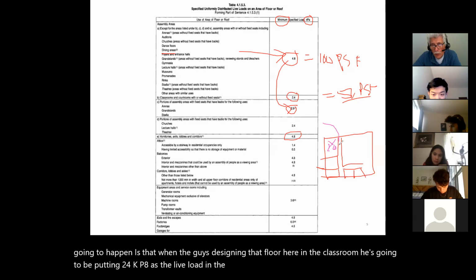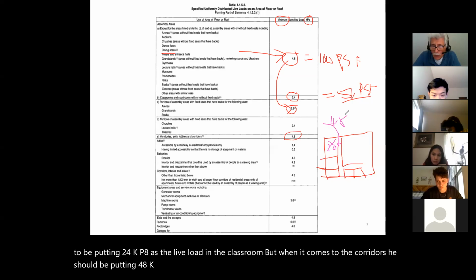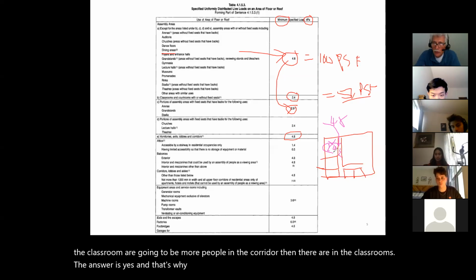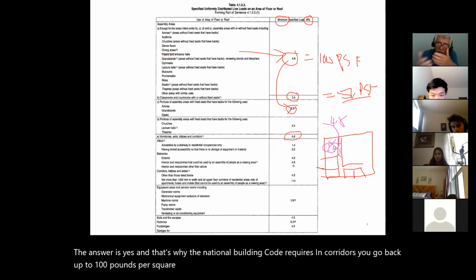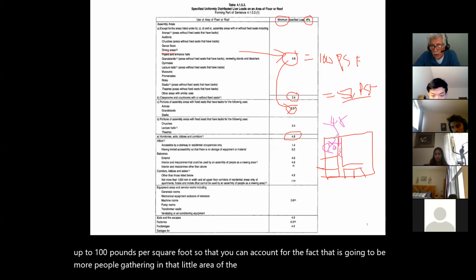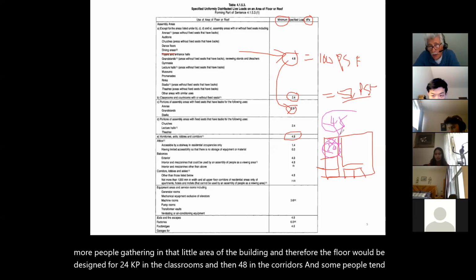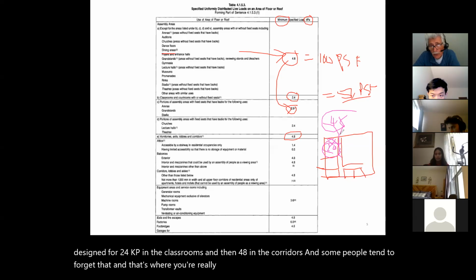But when it comes to the corridors, he should be putting 4.8 kPa, because what happens when everybody walks out of the classroom? Well, are there going to be more people in the corridor than there are in the classrooms? The answer is yes. And that's why the National Building Code requires in corridors, you go back up to 100 pounds per square foot, so that you can account for the fact there's going to be more people gathering in that little area of the building. Therefore, the floor would be designed for 2.4 kPa in the classrooms and then 4.8 in the corridors. And some people tend to forget that. And that's the way you're really supposed to be designing your floor.